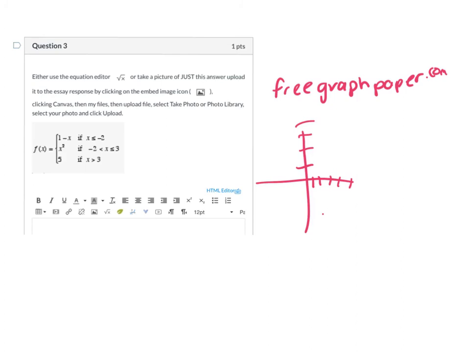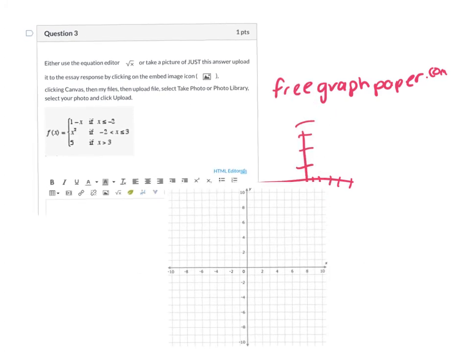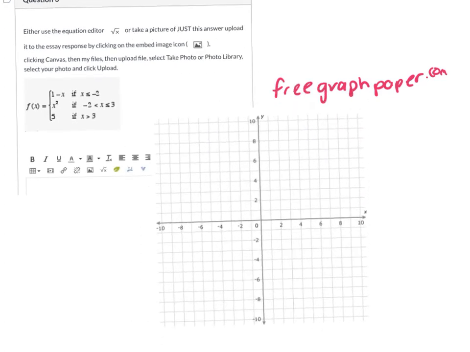So I'm going to practice what I preach, right? I'm going to pull in my coordinate grid. If you're using Notability, you can use the sticky. All right, so this is the one you're going to take a picture of. Remember the process here. This is not part of it. It'll say take a picture of just this answer and upload it.